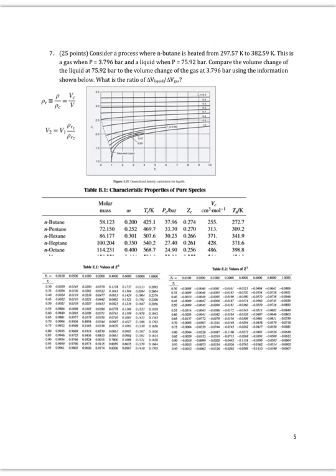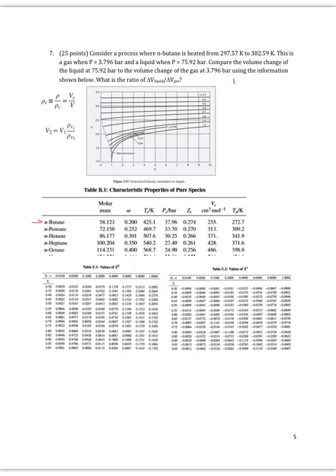So now let's look at this last problem and consider a process where you have a substance and different people had different substances, but in this one, it's butane. Data is here in this top line. It's heated from 297.57 to 382.59 Kelvin.